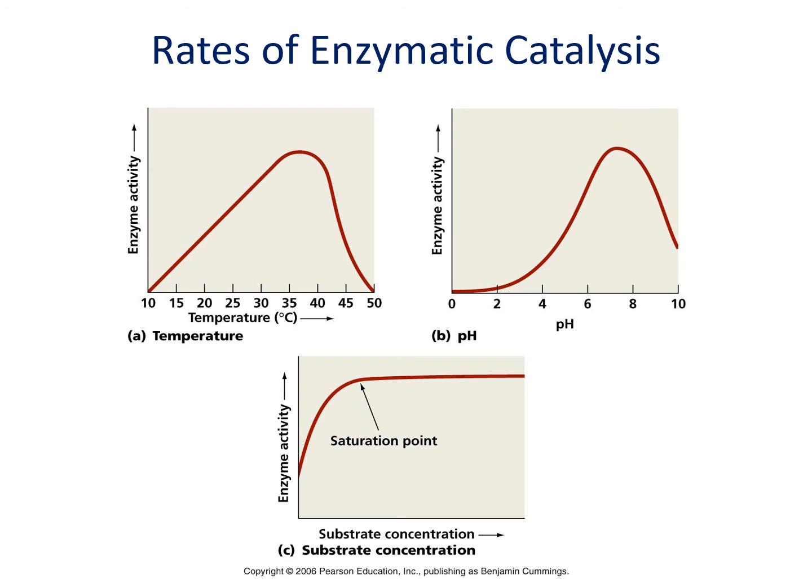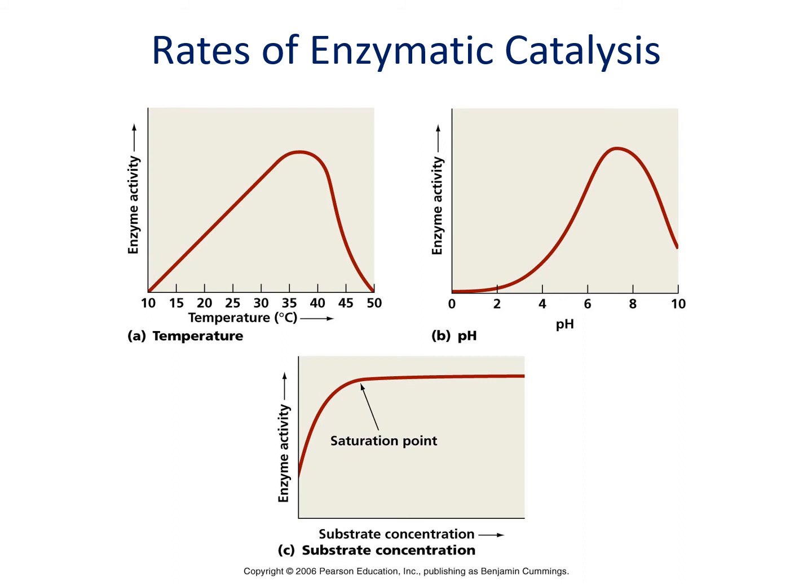pH affects enzymatic activity quite a lot. We have many enzymes in our body, and they prefer different pHs. So most enzymes prefer pH around neutral, around 7. That's what we're most likely to encounter in the cytoplasm of the cell.